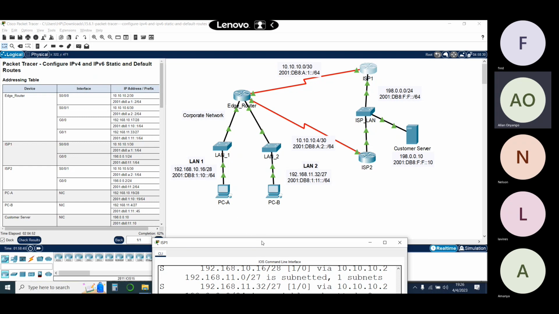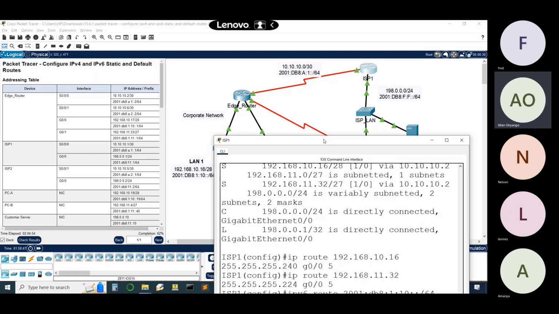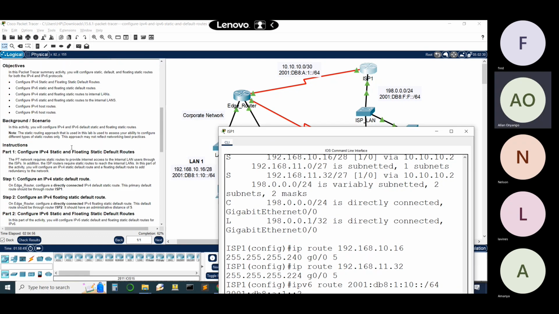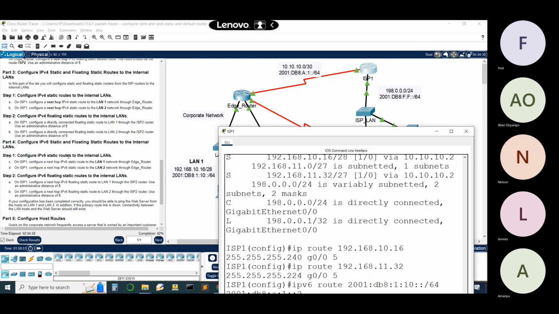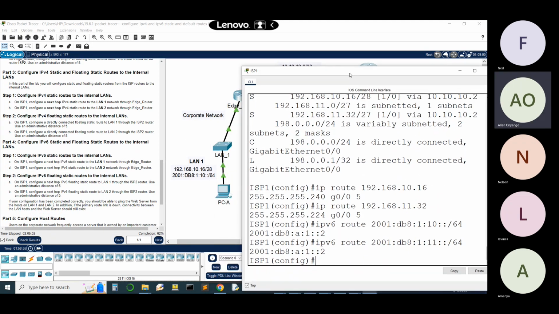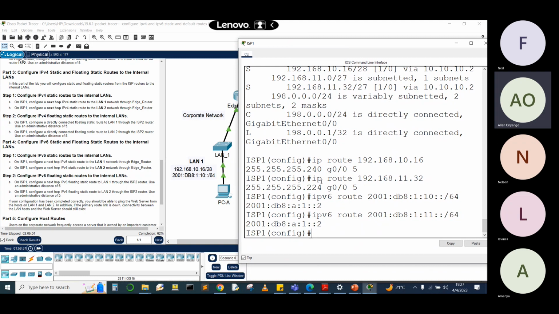So let's get it going. Only that this time round, we are going to make sure that it has an AD of 5. It has an AD of 5. So still on ISP1, we're going to say here IPv6 route.